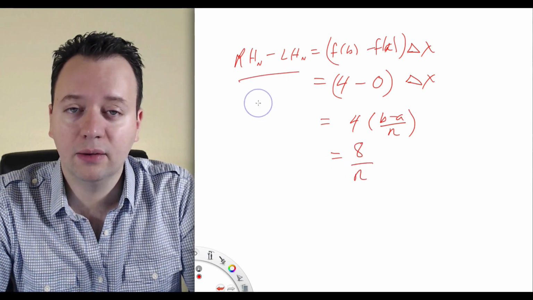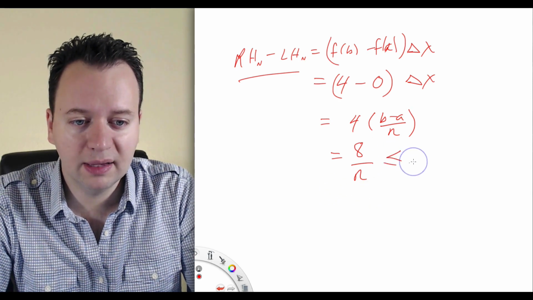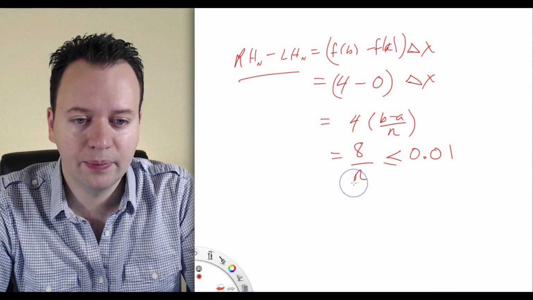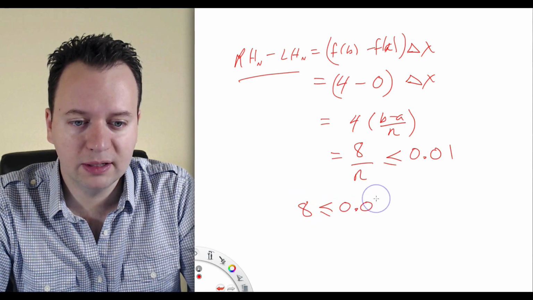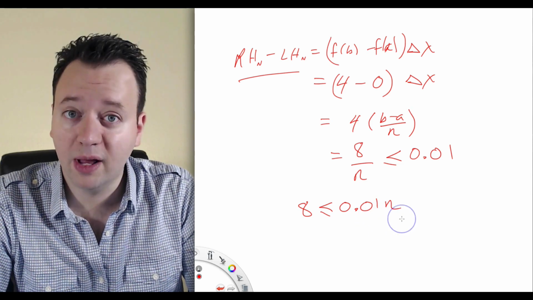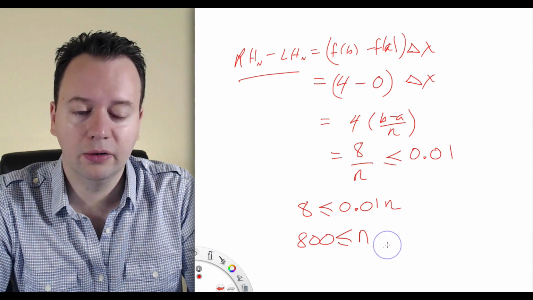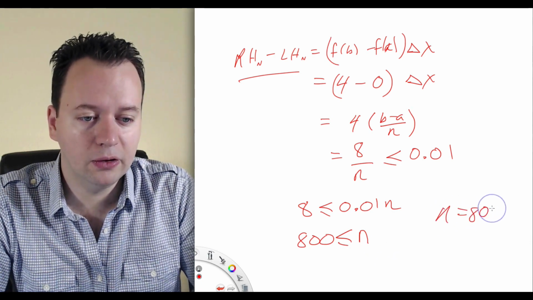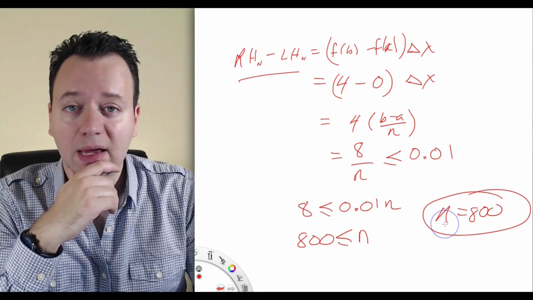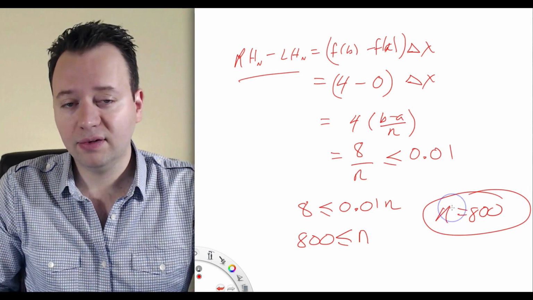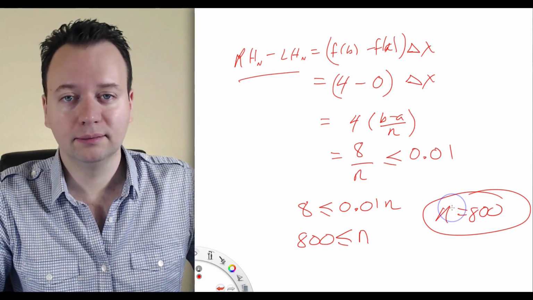So the right hand Riemann sum minus the left hand Riemann sum will be 8 divided by n. And we want this to be less than or equal to 0.01. So that means 8 has to be less than or equal to 0.01 times n. Multiply both sides by 100. n has to be greater than or equal to 800. So we can choose n equal to 800, and we would use 800 subintervals, and that would guarantee that both the right hand and the left hand Riemann sums are within a distance of 0.02 to the actual area.